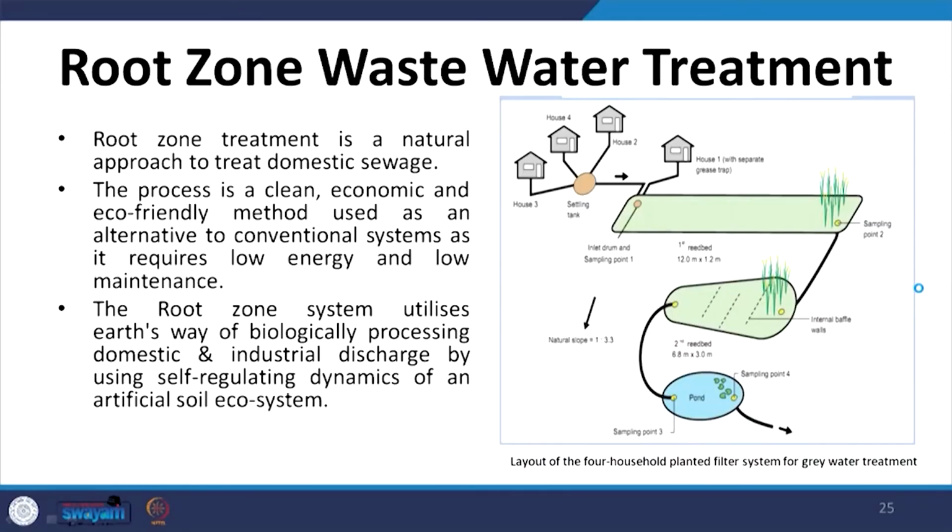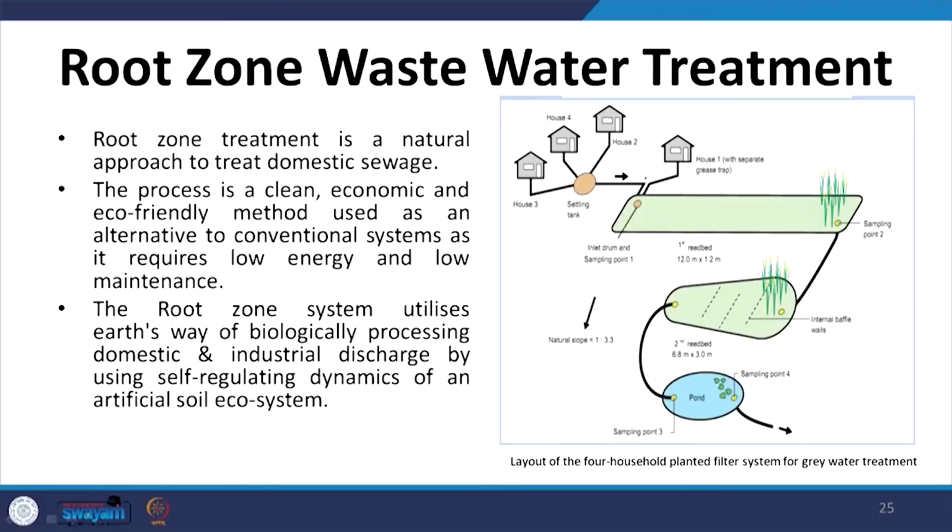The next one is root zone wastewater treatment. This is very effective, but again it requires a lot of area, and on top of the land availability, it also requires a lot of maintenance. Now, what happens is the sewage, the grey and black water, is collected in a pond, and this pond is planted towards the end with plants, the roots of which actually break down the sludge, the solid matter, the organic matter in it.